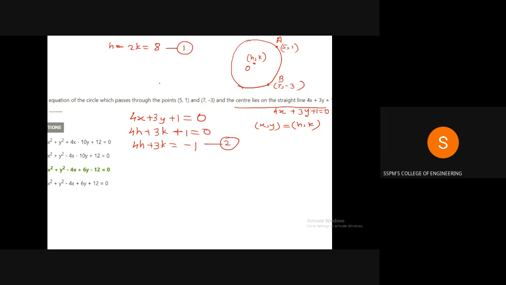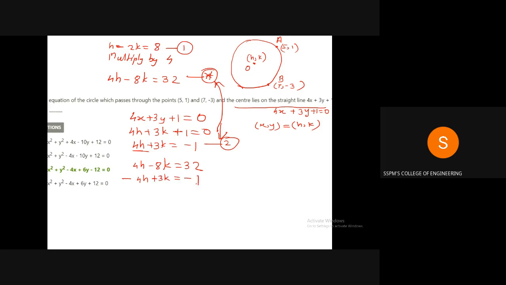Now we will solve the first and second equation in order to find the values of h and k. Now here you can see the coefficient of h is 4, so we will multiply the first equation by 4. So we have 4h minus 8k is equal to 32. So suppose this is equation star. Now we have to solve these two equations. So 4h minus 8k is equal to 32, and 4h plus 3k is equal to minus 1.